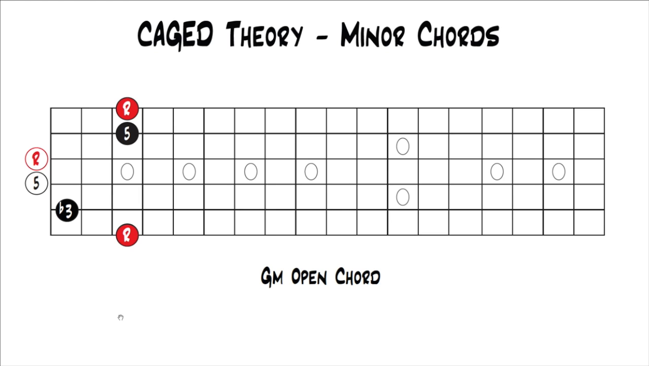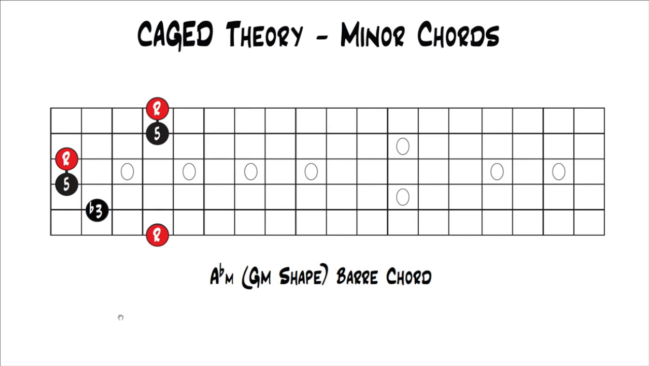Most beginners don't play this because it's a pretty hard stretch, but it is a possible chord to play and it is a useful shape. If you turn this into a movable chord by moving it up half a step, this is an A flat minor bar chord using the G minor shape. And just like the G major bar chord that we created from the G major open chord, this is a really difficult chord to play.